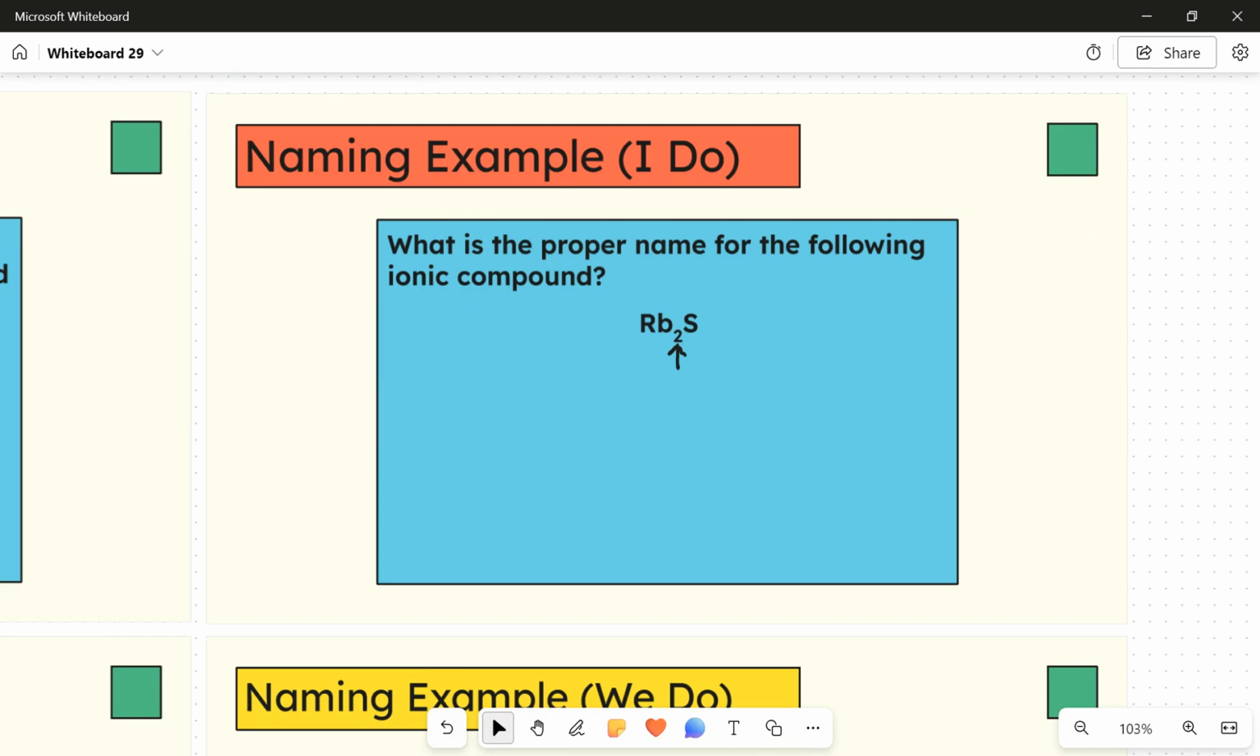So the good news is, for any of these that you have a formula, the formulas have to be written in the correct order as well. So whichever one is listed first in the formula, that's the one that gets named first also. So Rb is rubidium, and S is sulfur. So sulfur becomes sulfide. This is the name of the compound. All right, let's keep going.